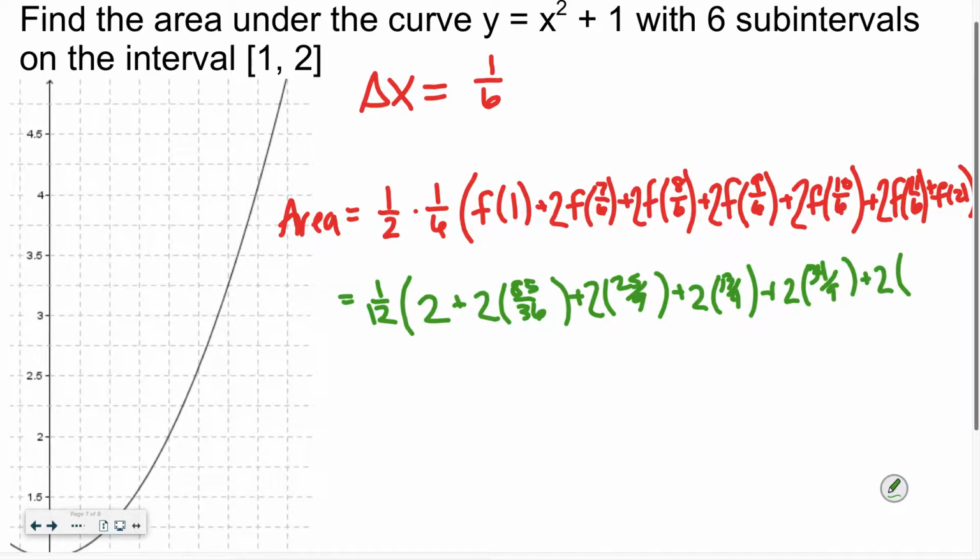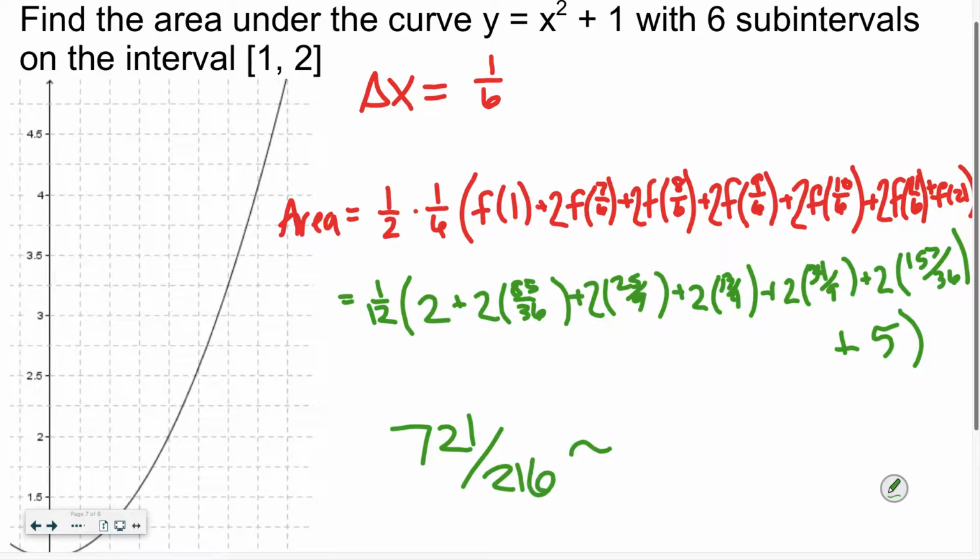Cloud 6. 157. And then our last one? 5. Okay, so what happens is we get 721/216, which is approximately 3.338. Keep them as fractions so you can add them all together and then you can approximate.